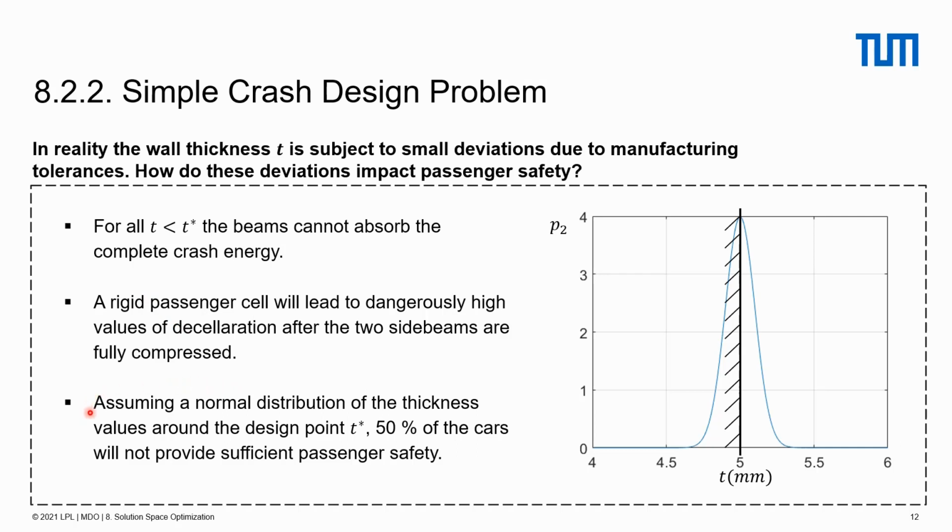And by assuming a normal distribution of the thickness value around the design point T star, 50% of the cars will not provide sufficient passenger safety. As we see in this diagram, we have design of the wall thickness T at 5 mm. All the products with the wall thickness smaller than 5 mm cause a danger to the passenger.